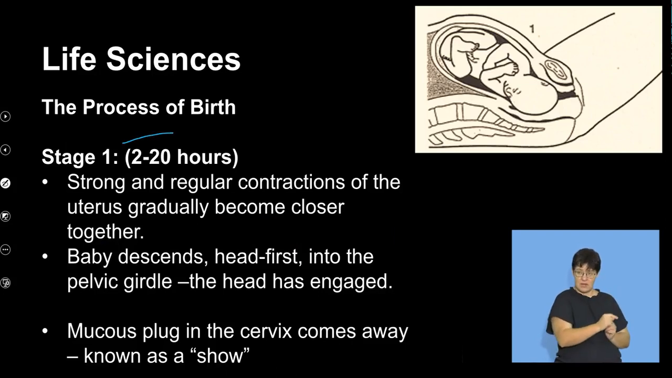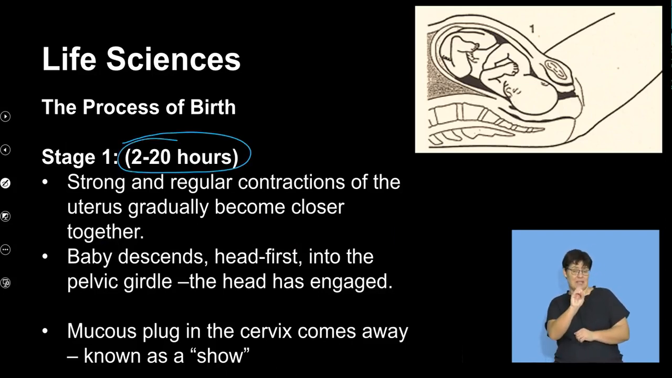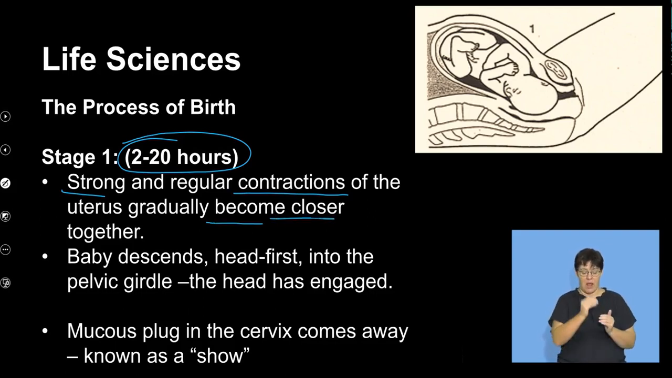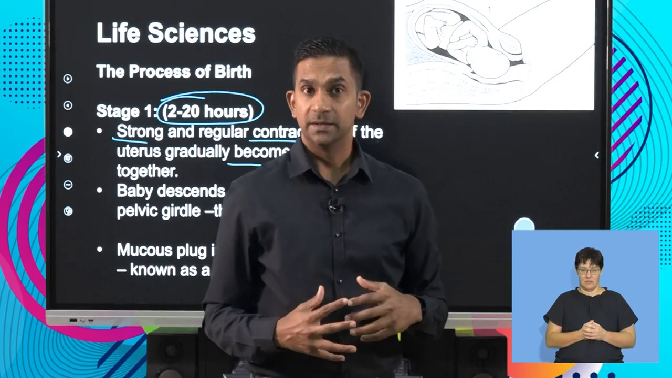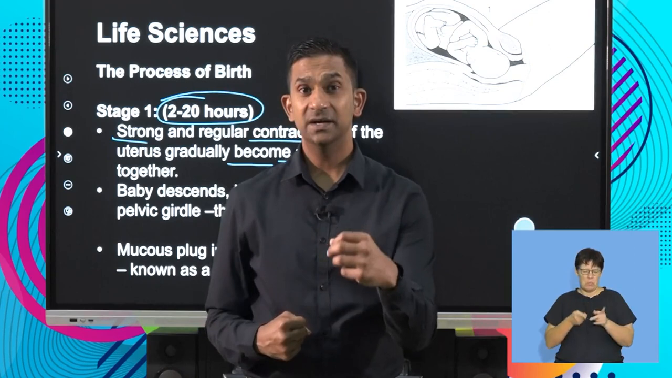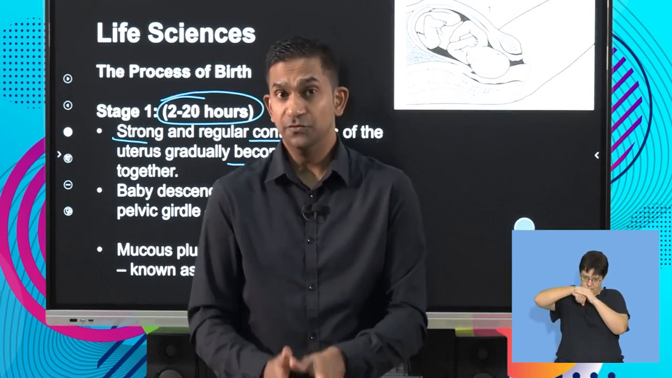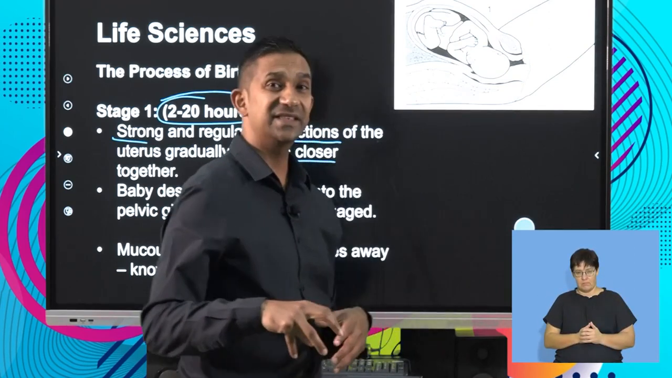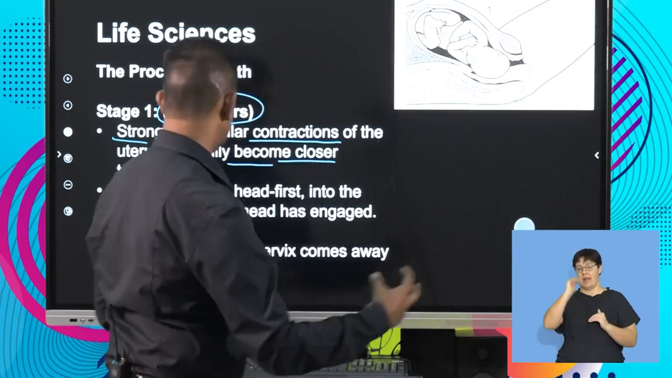Stage 1 can last between 2 to 20 hours. And it is during this stage that we see the intensity of the contractions of the uterine muscles gradually becomes closer together. These contractions start occurring when the mother experiences contractions of the uterus. They become more intense, shorter and deeper as the baby moves into position. So we say that the intensity of these contractions increases.